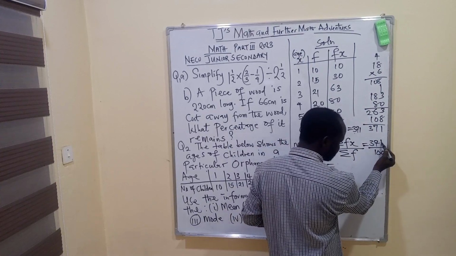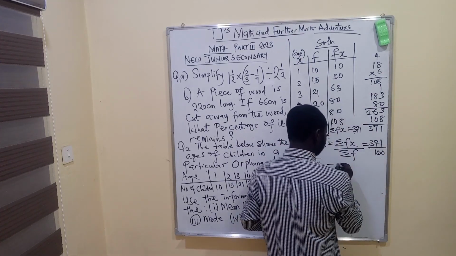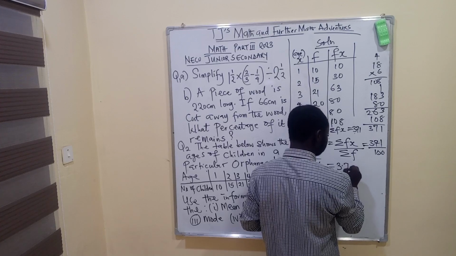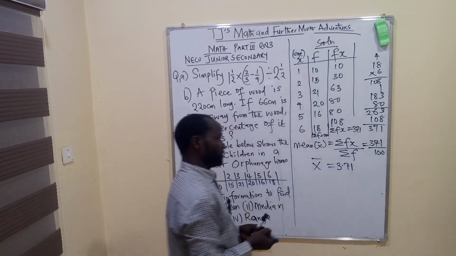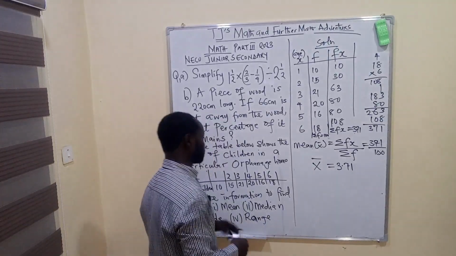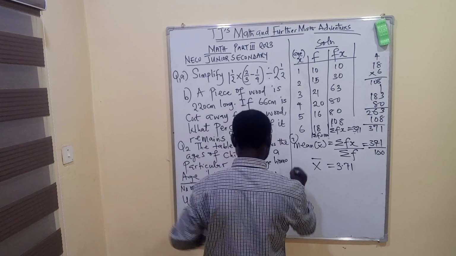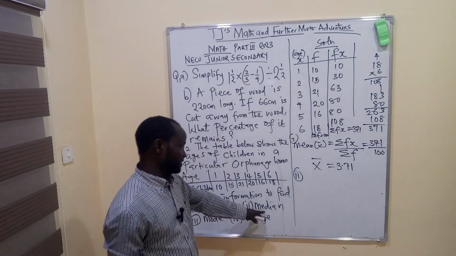Just shift the point. This 0, 1, this one is 0, 2, then this one you put the point here. That will be 3.71. So this will be the mean. 3.71 will be the mean. So we are through with the first question. Let's move to the second question. The second question is the median.